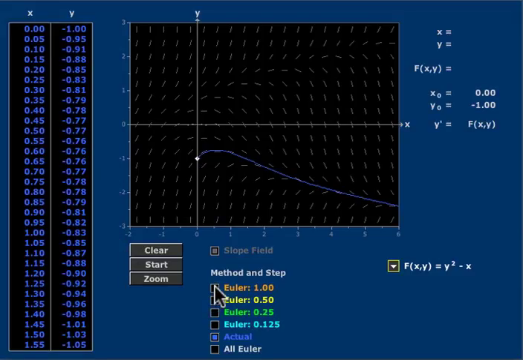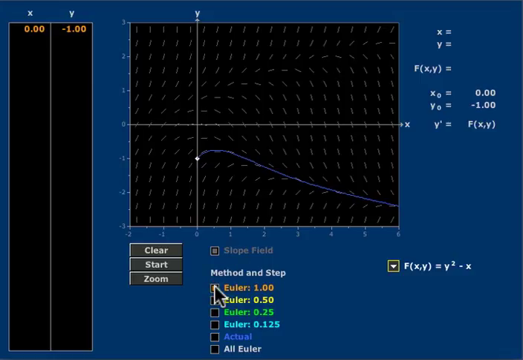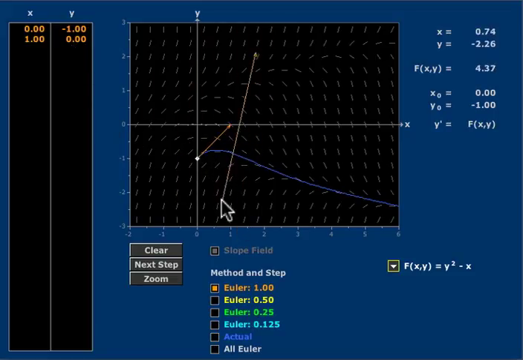If I set the step size to be 1, I can then click Start, and this will draw a tangent line segment with delta x equal to 1, starting at my initial condition, and with slope given by the slope field at that point. So the tangent line approximation to y of 1 is the value 0.